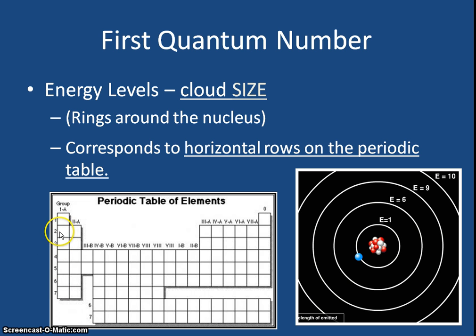So what this says is, let's take lithium, which is right here. Because of this 2 right here, it says that it has a second energy level. So it has 2 different rings around the nucleus, whereas sodium would have 3 rings.